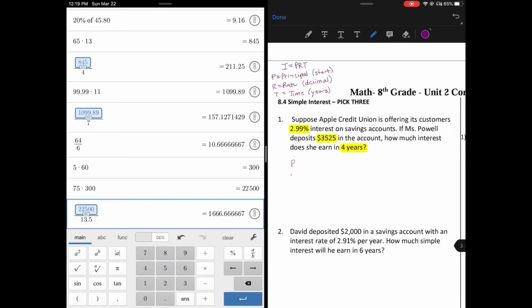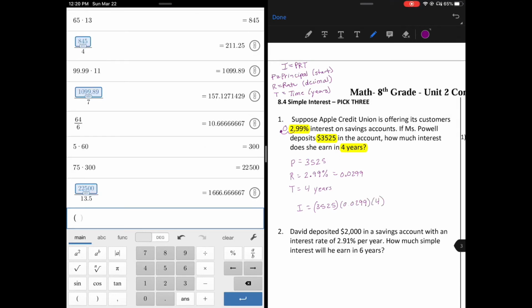So we have our principal, our rate, and our time, where principal is the starting amount, so $3,525. Our rate is 2.99%, but we have to change that into decimal form. In order to do that, we just move the decimal over 2 places. And our time is 4 years. In order to solve for interest, we simply multiply those numbers together. So P, R, and T. And we can plug it into Desmos exactly like that.